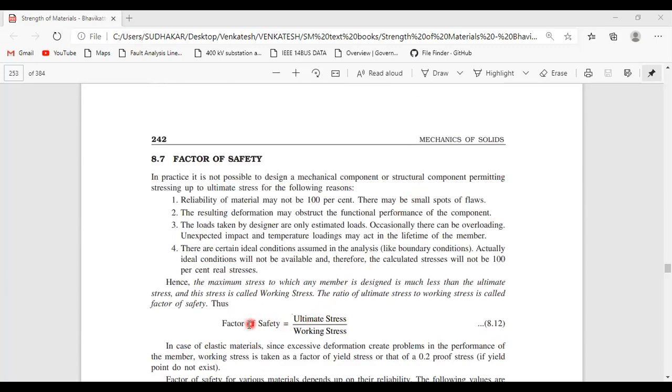And factor of safety. Factor of safety is the ratio between the ultimate stress and the working stress. Suppose I would like to design a bicycle, upon which two people are going to sit. If I add one more person here, the bicycle has a chance of failure and fracture.